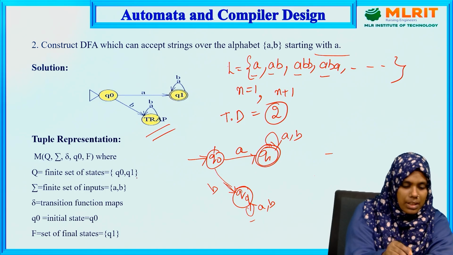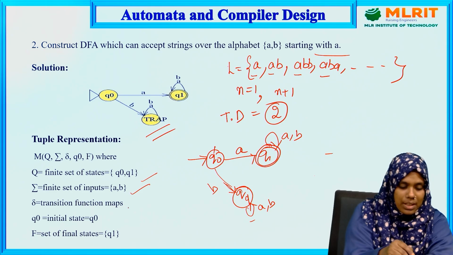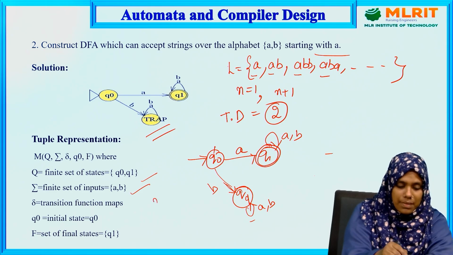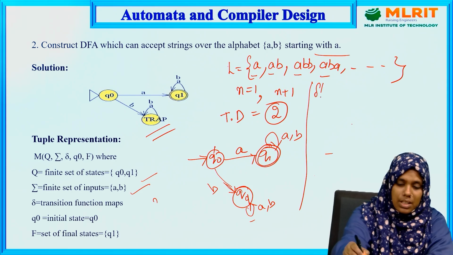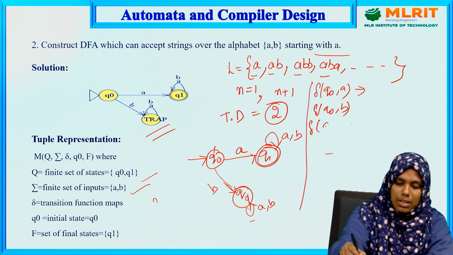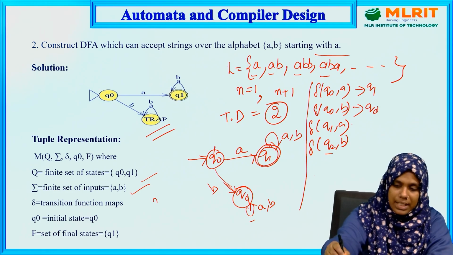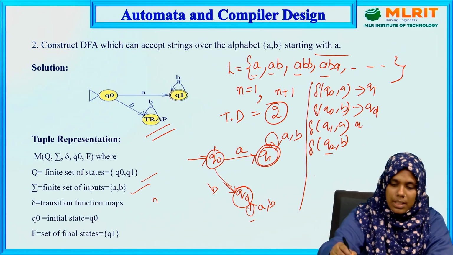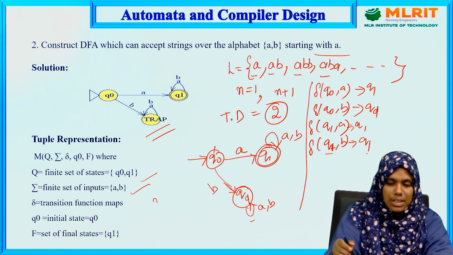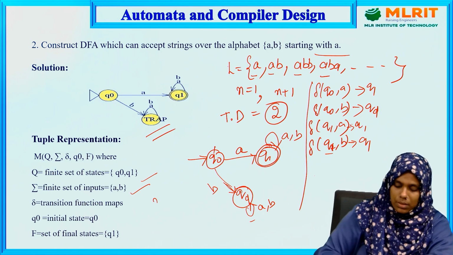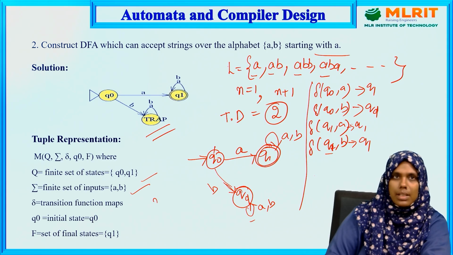Now, coming to the tuple representation, how many states are we having? Q0, Q1, right? What is the input alphabet? A, B. What is the transition function? The transition function is nothing but like this. We have to denote the transition function. Transition of Q0 of A is Q1, Q0 of B is nothing but the dead state QD, Q1 of A is the same Q1, and Q1 of B is the same Q1. This is known as a transition function, right? And also we have given the initial state as well as the final state.